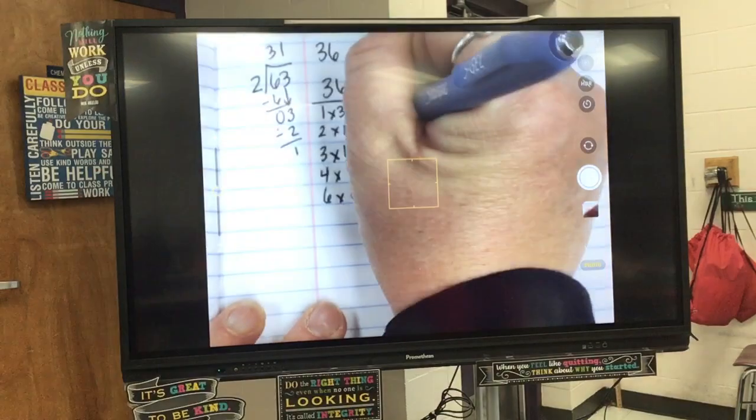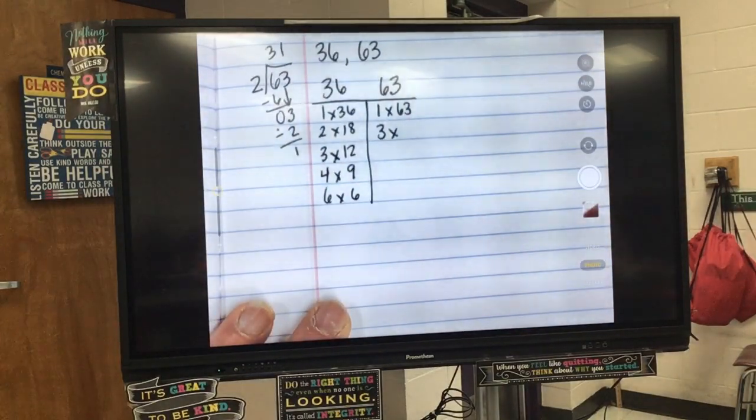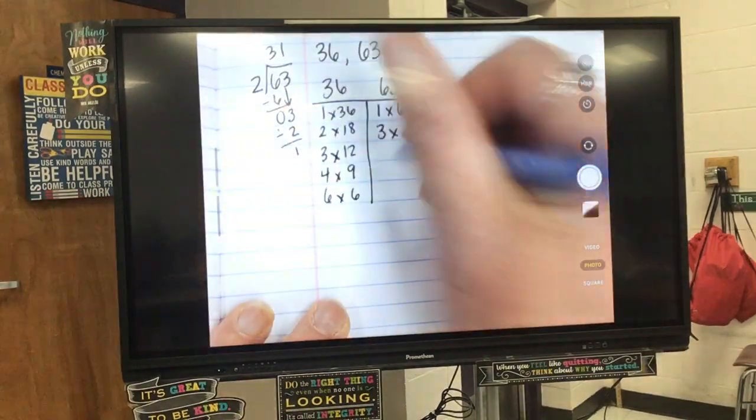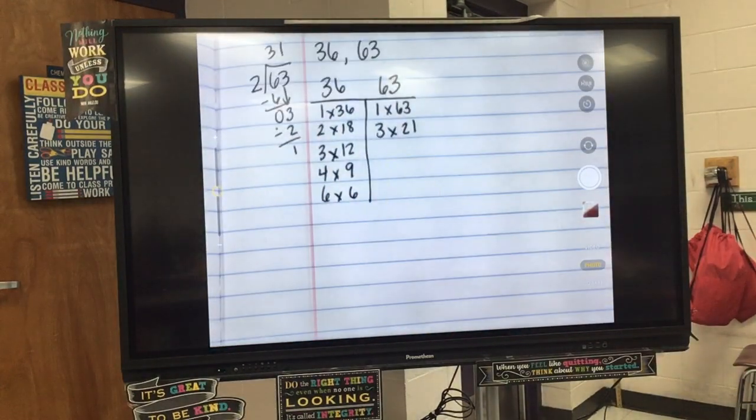All right, 3 times what? 21. What about 4? Does 4 work? So if I do 4, it's going to go in 1 time, bring it down, it's going to be 23. Does 4 go into 23? Yes or no? No. So therefore, 4 is not going to work. What about 5? Does 5 work? Why not?